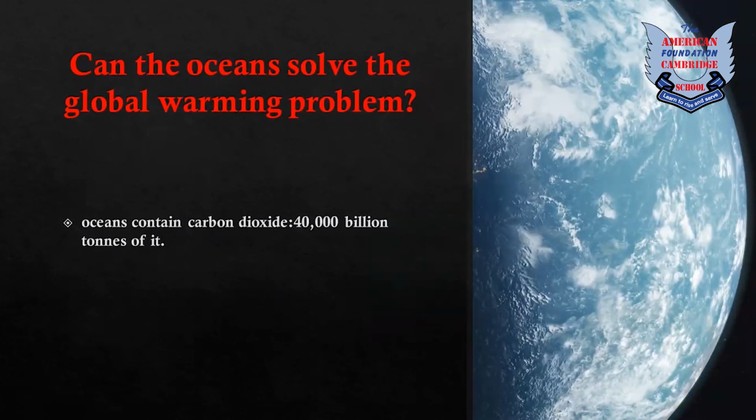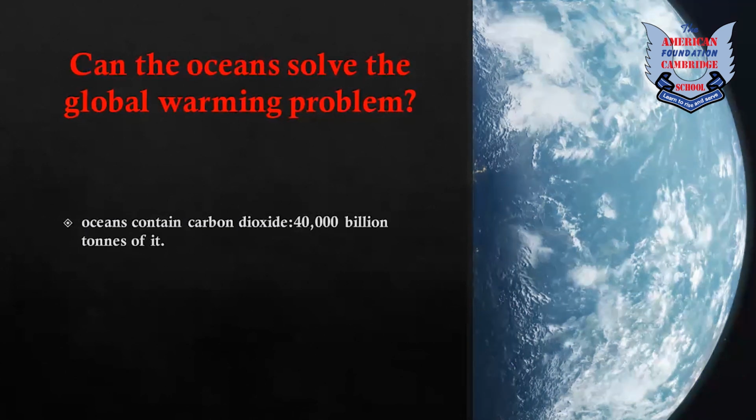Then, can the ocean solve the problem of global warming? What is global warming? It is the ongoing rise of the average temperature of the Earth's system or climate. Okay, the ocean already contains a huge amount of dissolved carbon dioxide, about 40,000 billion tons of it, right? So there's an equilibrium, meaning there's a balance present between the amount already dissolved and the amount which is present in the air.